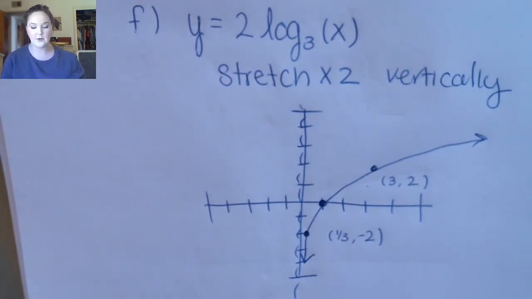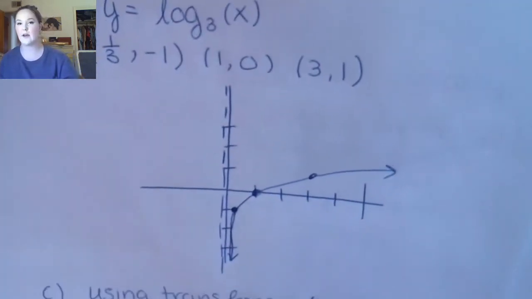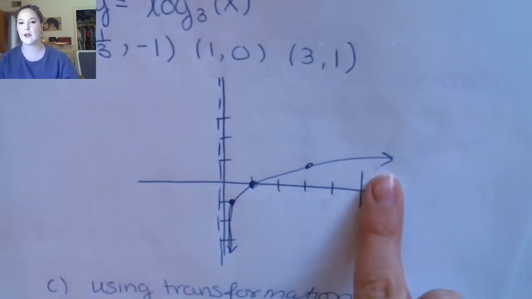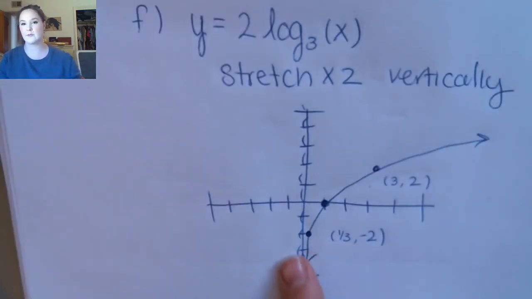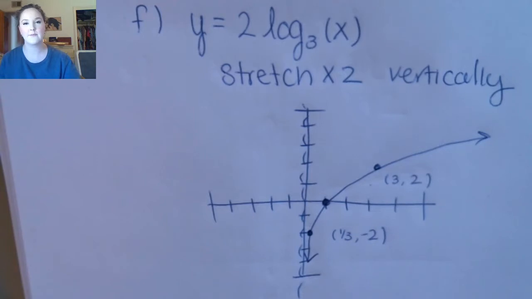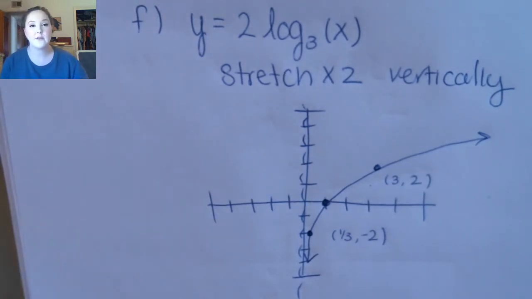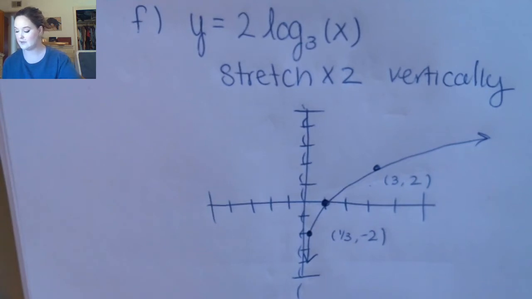So if you compare this to the base graph, you can see how flat this graph is, and this one is much more vertical. So that's what you do to graph logs. You graph the base graph, and then you use the transformations. All right, let's look at solving some log equations.